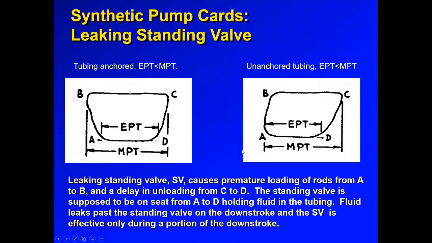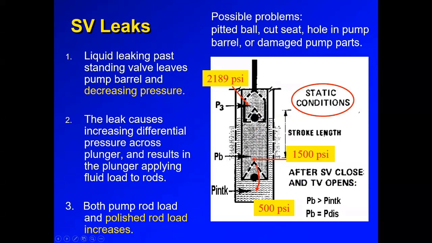Now, the standing valve. The standing valve is the opposite shape. So we have the lower corners of the pump card being rounded. And yes, the card shape changes between an anchored or an unanchored tubing, but basically you will see the rounding on the lower portion of the pump card.